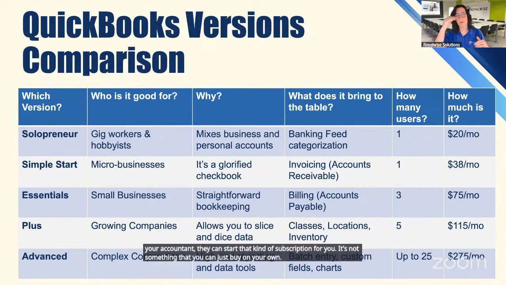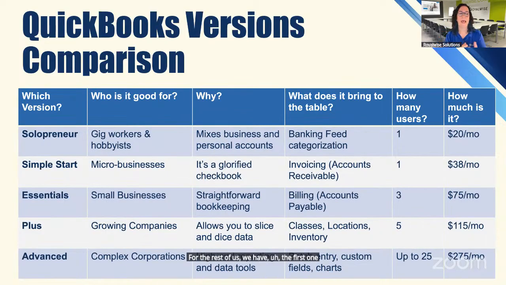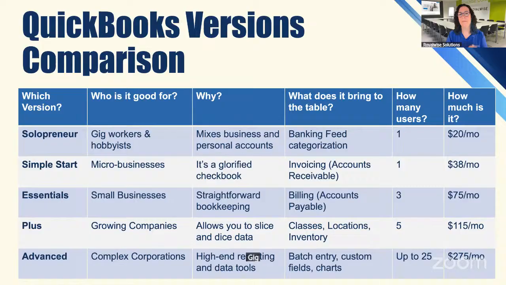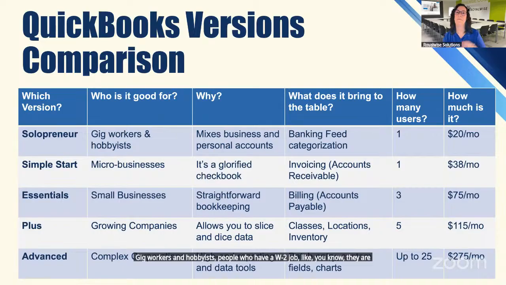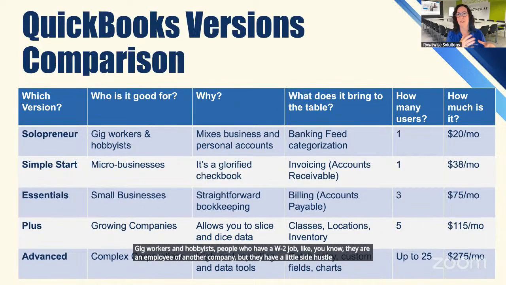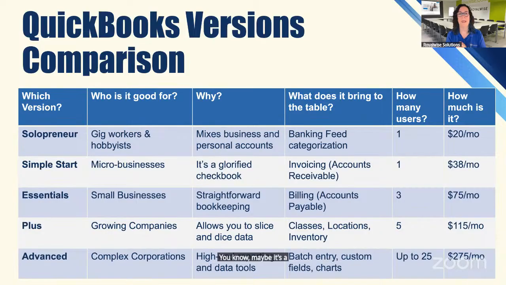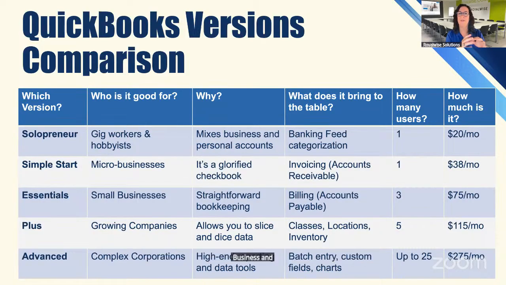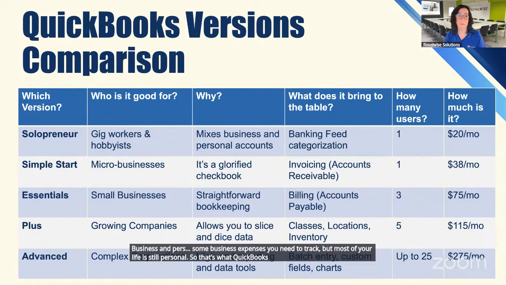For the rest of us, the first one is Solopreneur. And Solopreneur is also one that I don't really recommend that much. What it's good for are gig workers and hobbyists, people who have a W-2 job, like they are an employee of another company, but they have a little side hustle where they need to track, maybe it's a crafter, maybe it's a musician, maybe you're driving for Lyft or Uber or a delivery service, where you have some business and some business expenses you need to track, but most of your life is still personal. So that's what QuickBooks Solopreneur is for.